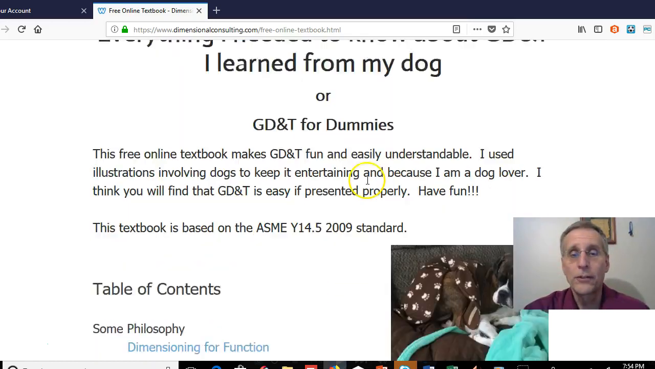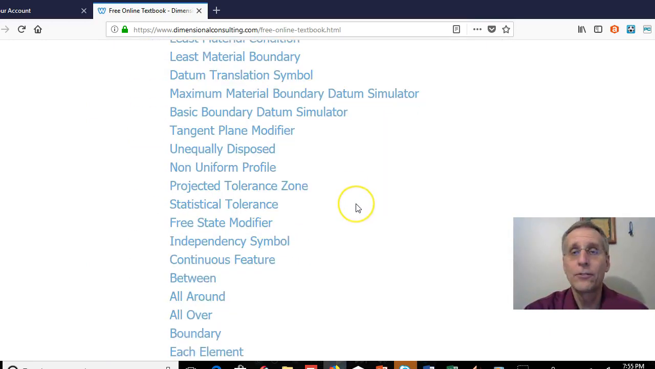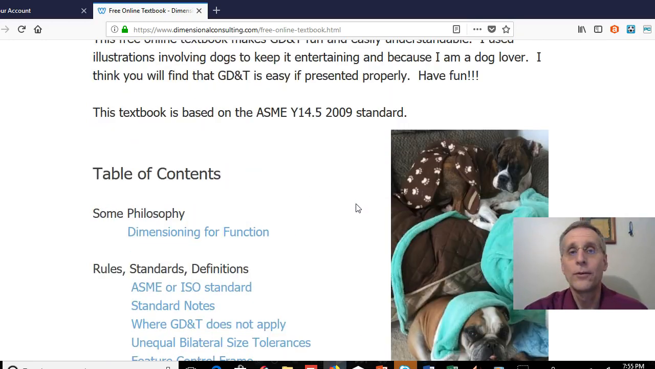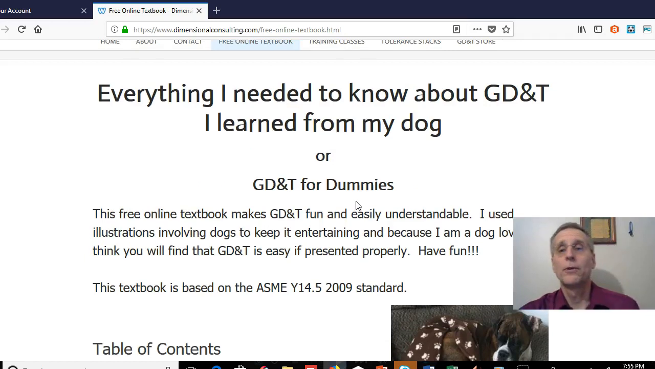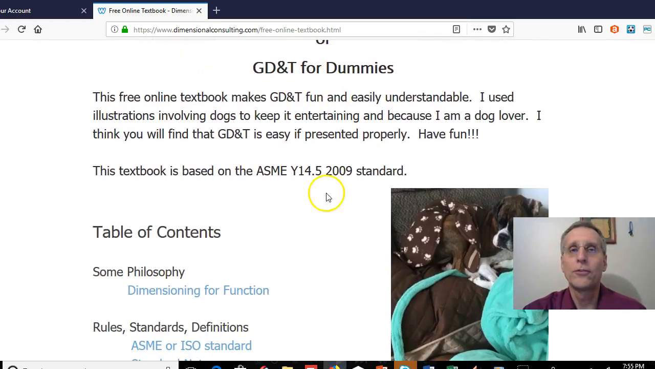The dog aspect of it is because I use a lot of examples in here that have things to do with dogs, whether it's building a fence for your dog, building a dog house, figuring out how much dog food to use, a lot of things having to do with dogs. I'm a dog lover, and I think it makes it more entertaining to have the dog examples. And subtitled GD&T for Dummies, it's just a huge emphasis of mine to make GD&T understandable.